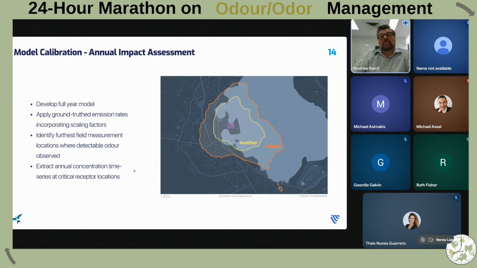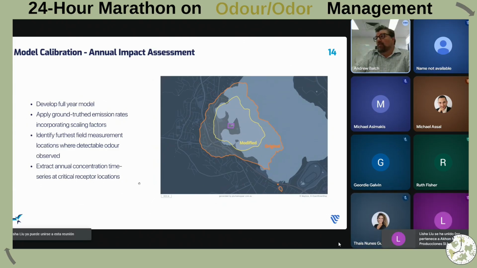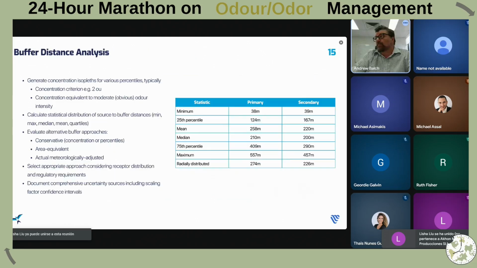Here you can see the difference between the original model, 2 odor unit for the whole plant, and the now calibrated or modified model. We generated concentration isopleths for various percentiles using either 2 odor unit concentration criterion or equivalent to moderate or obvious odor intensity as options. We then calculated statistical distributions of source to buffer distances.